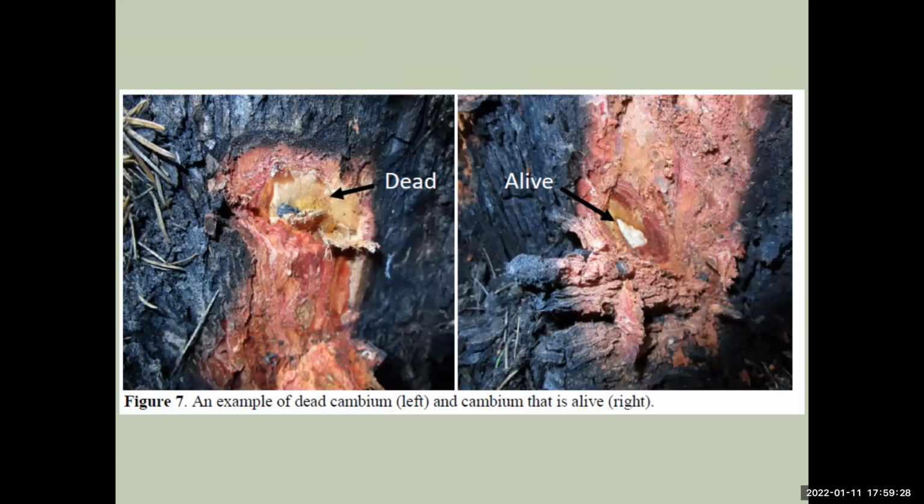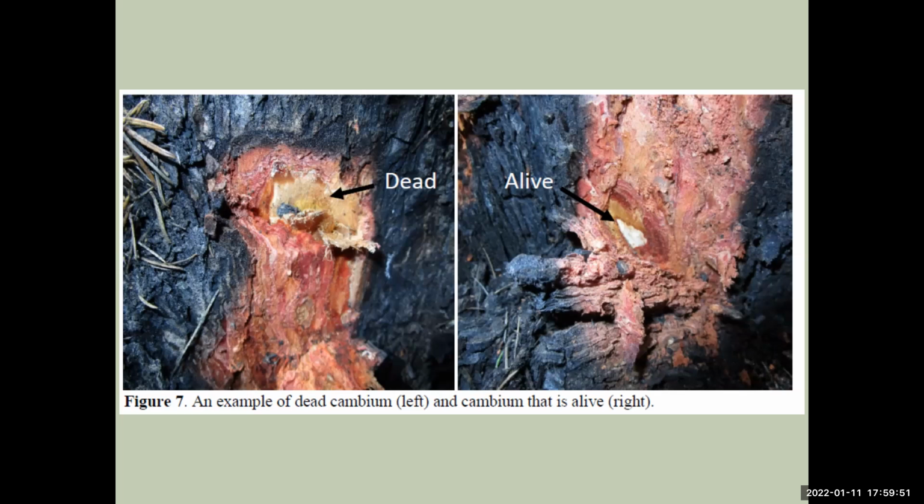The dead cambium, picture on the left. Usually the phloem layer is either missing or it's very sticky, like chewing gum, and reddish. And as you dig deeper and get into the xylem or the wood, you'll see brown staining on the wood. And the whole area is usually either just dry and leathery or it's really resin impregnated, sticky.